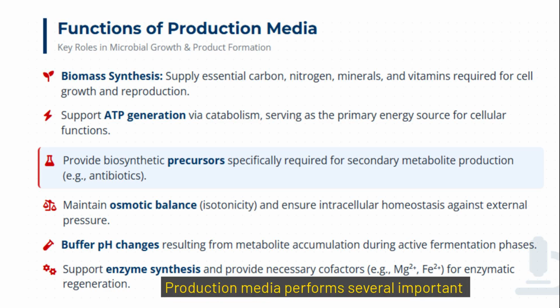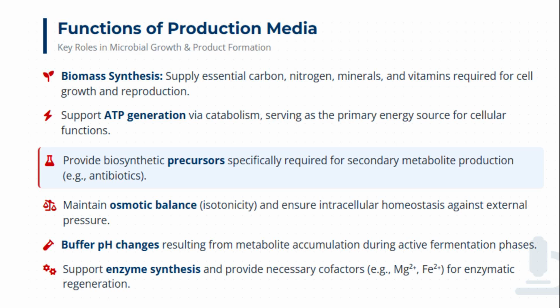Production media performs several important functions in an industrial fermentation system. First, it supplies nutrients required for microbial growth, including carbon, nitrogen, minerals, vitamins, and water. Second, it provides the raw materials needed for biosynthesis of the target product. Third, it supports energy generation through microbial metabolism. Fourth, it can regulate gene expression in metabolic pathways by including specific precursors, inducers, or limiting nutrients. Fifth, it helps maintain suitable physiochemical conditions such as osmotic balance, pH buffering, and redox environment.